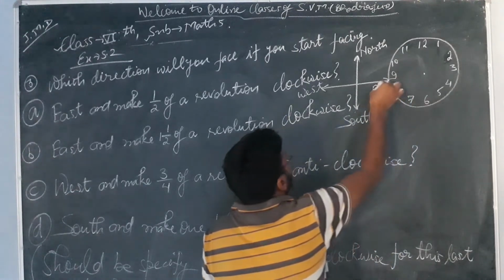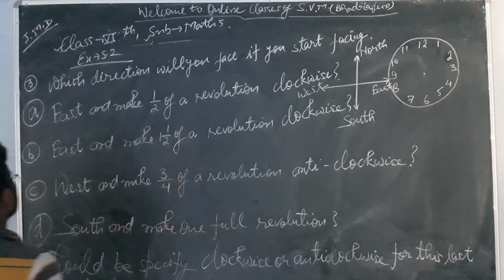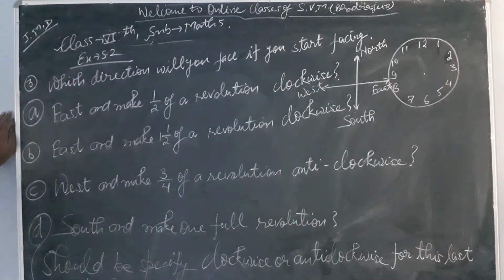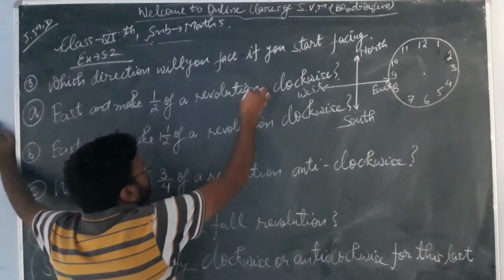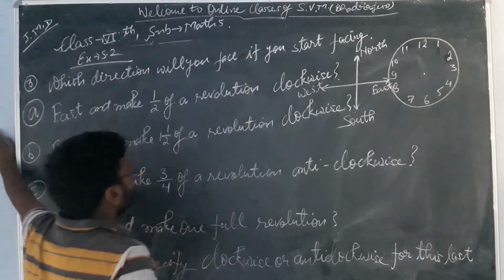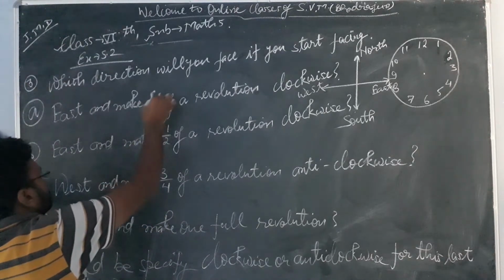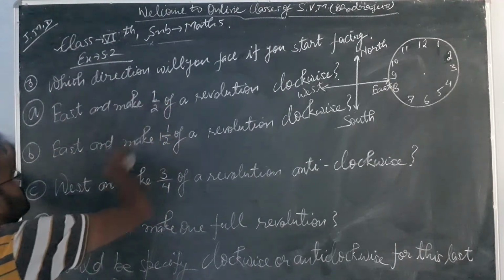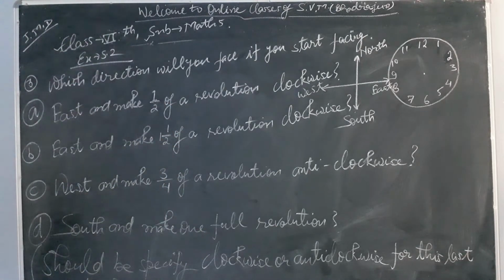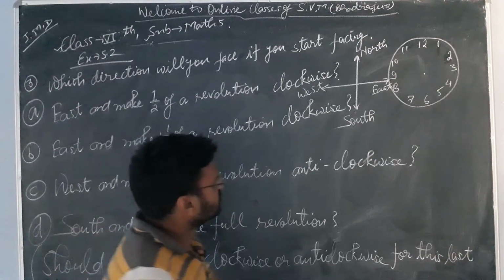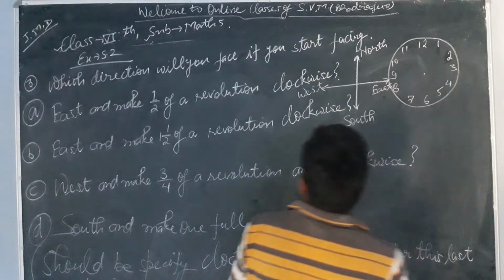Okay, now from where we will start. Listen, actually what I have to do is, question number 3rd and part A is east and make half of a revolution. Direction is east and we are making half of a revolution. We are facing towards east and making half of a revolution clockwise.